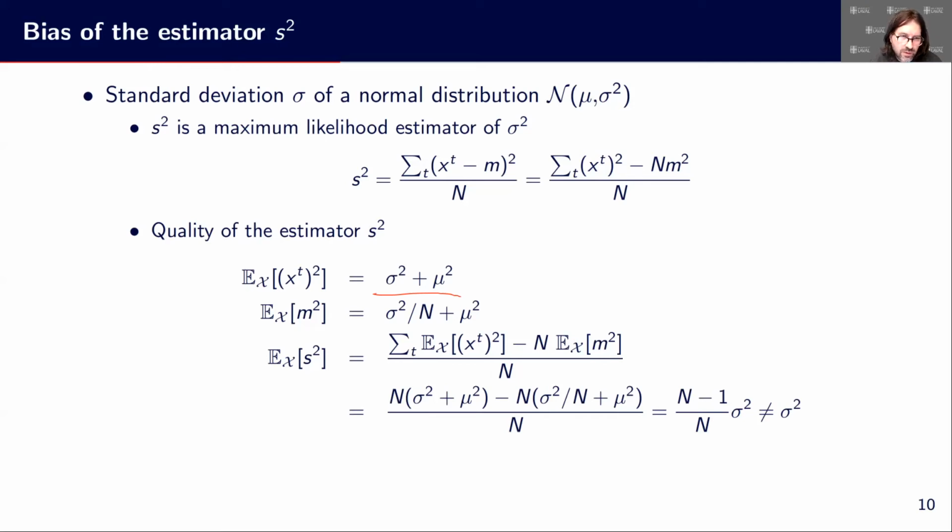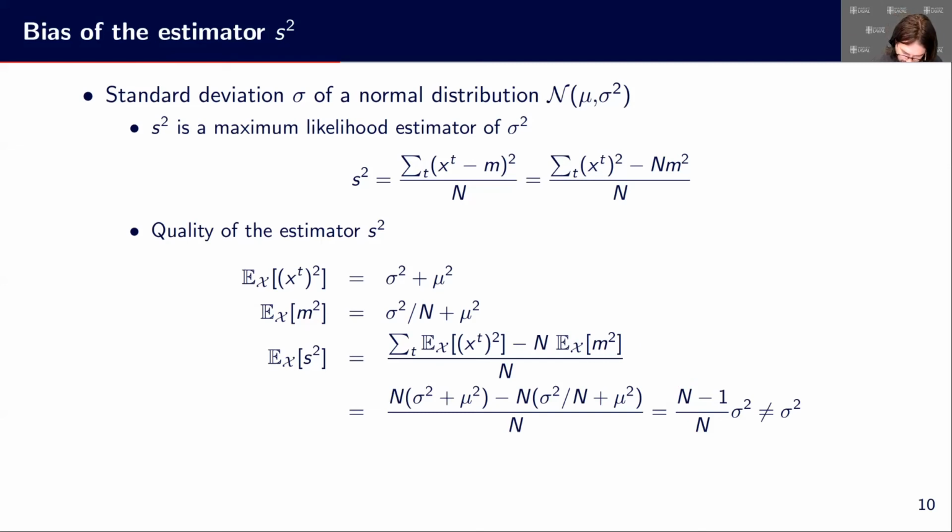And same thing, the expectation of M squared is equivalent to sigma squared over n plus mu squared. So this part corresponds to that, and that part corresponds to that here. If we put it all together, we get something like this. And going through further simplification, we get into that thing. So this is where we've got our expectation of S squared equivalent to (n minus 1) over n sigma squared. And this is not equivalent to sigma squared.